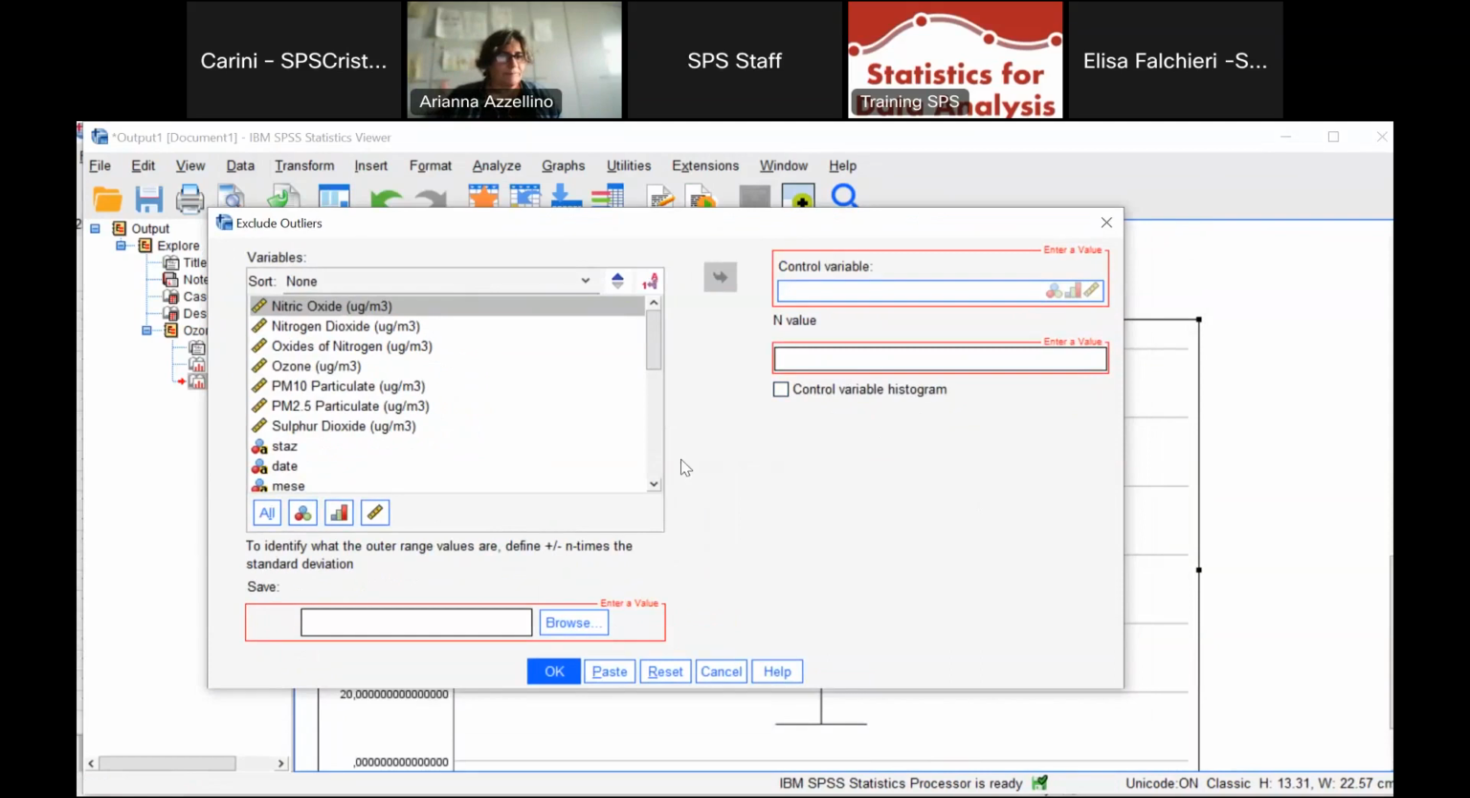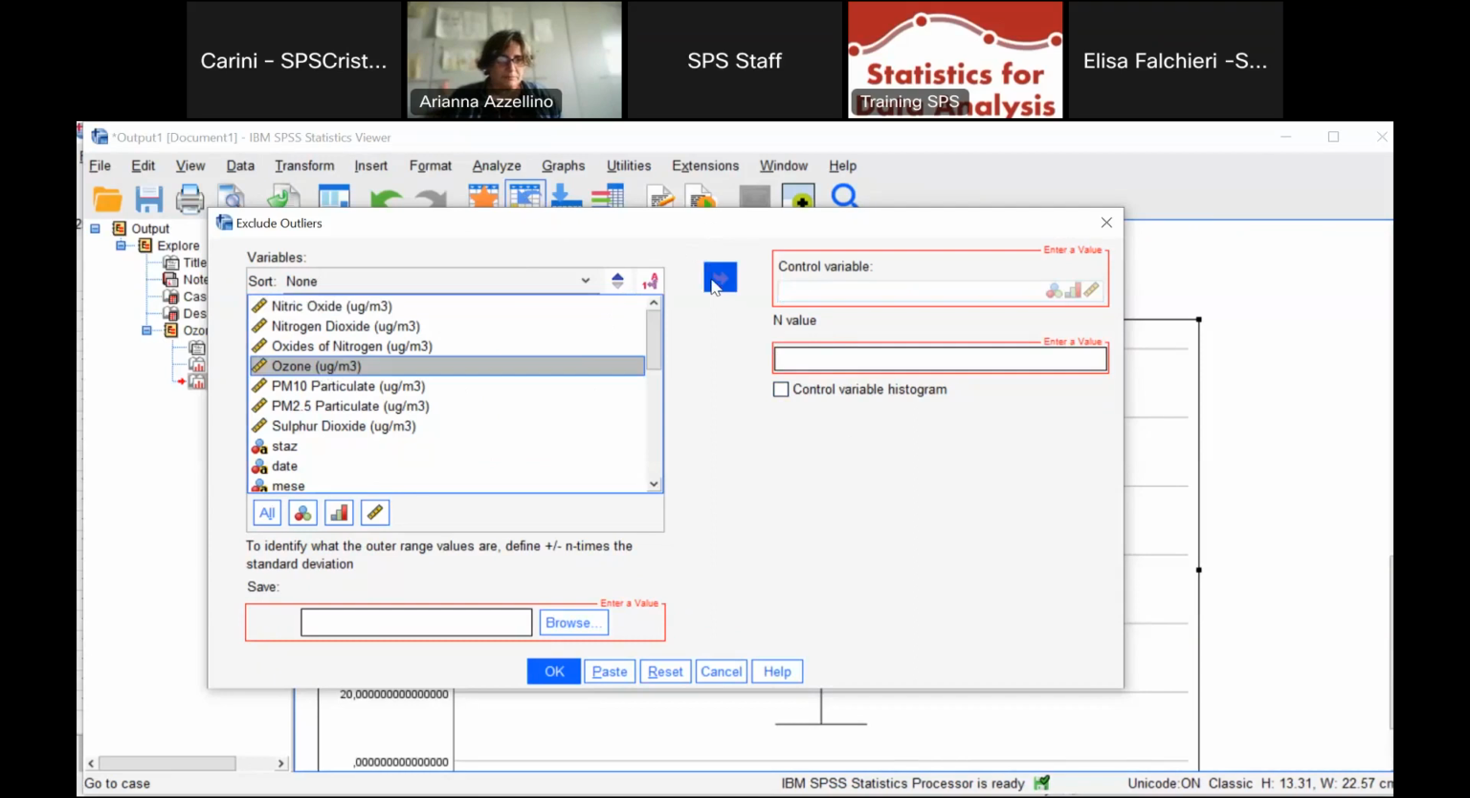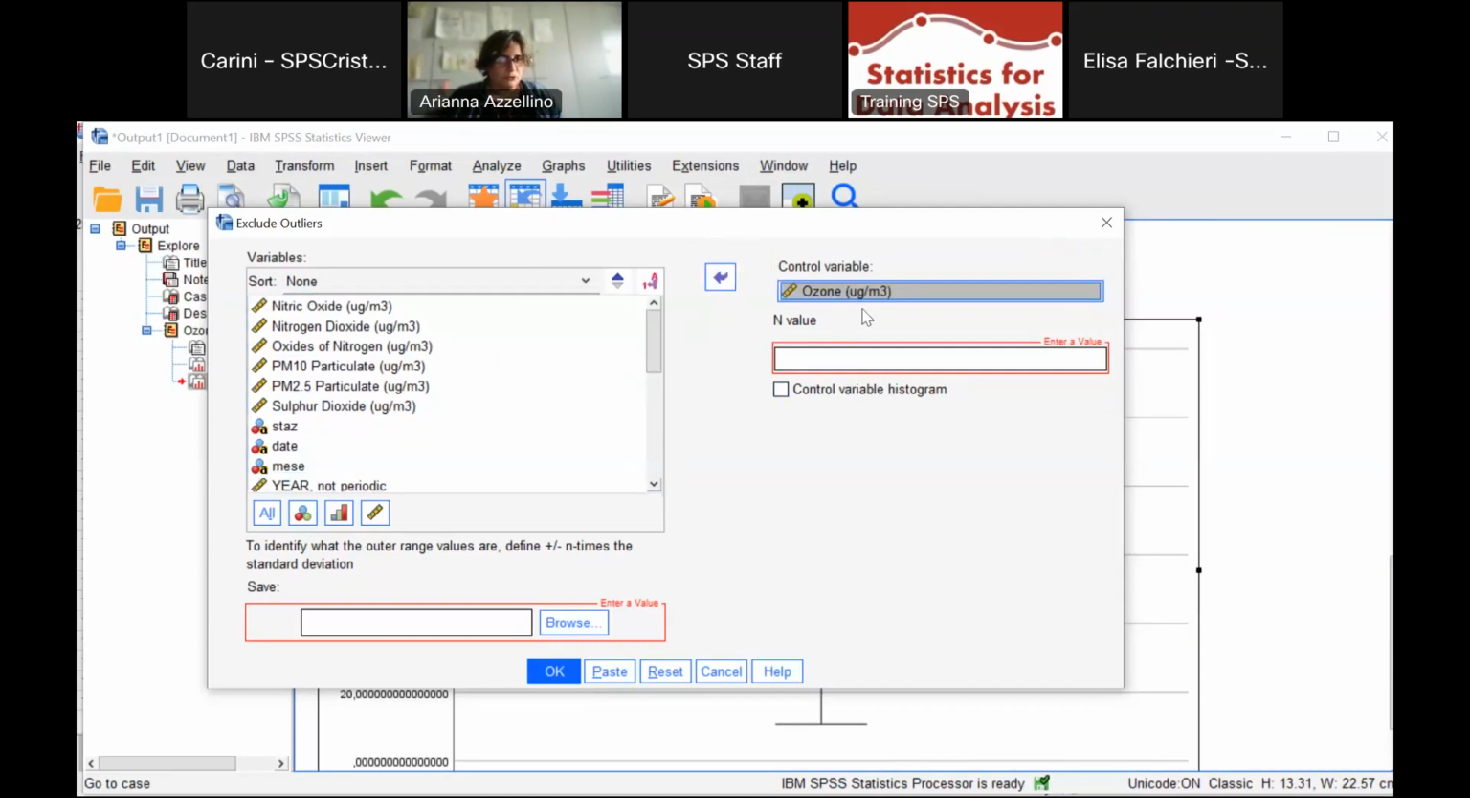The selection of the add-on opens this window, and I may put here my control variable, which is still ozone, my dependent, and I need also to include here the exclusion criterion. And in my case, this n will be twice the standard deviation.